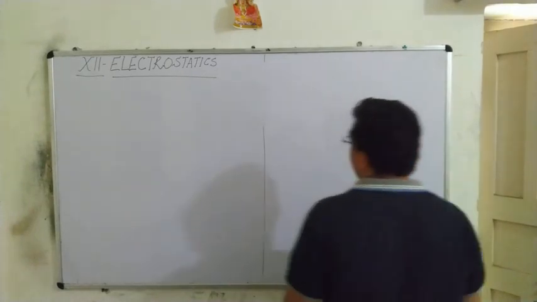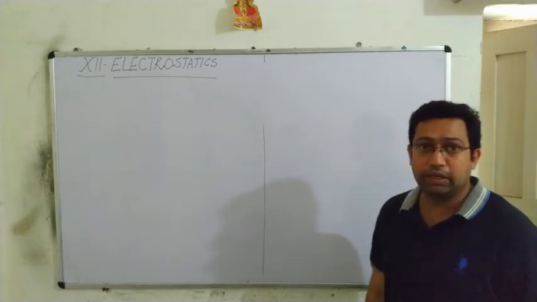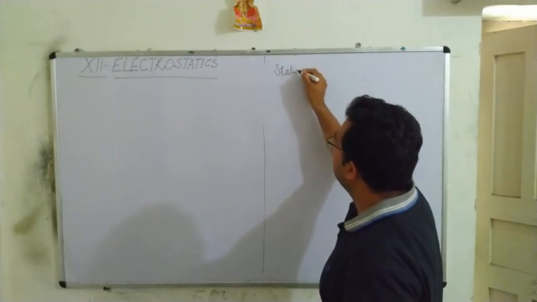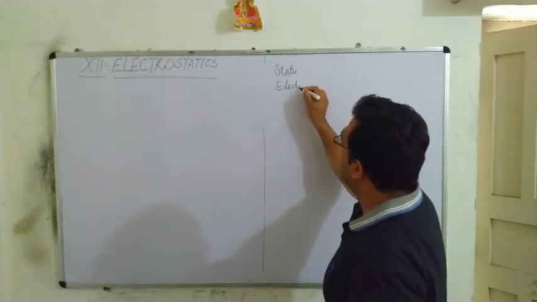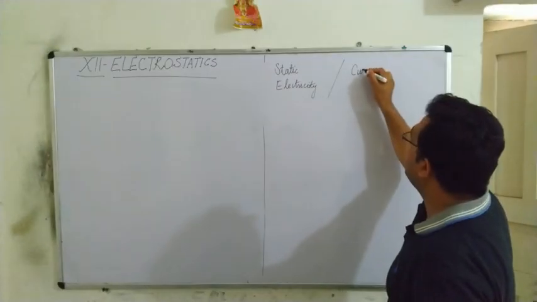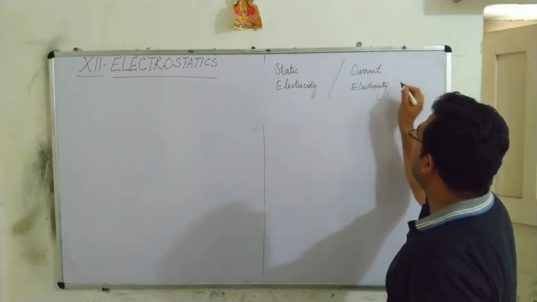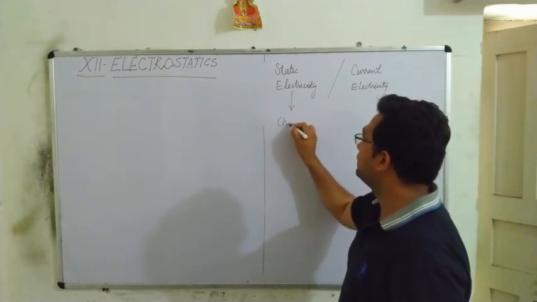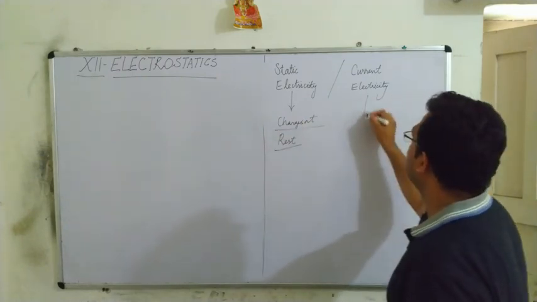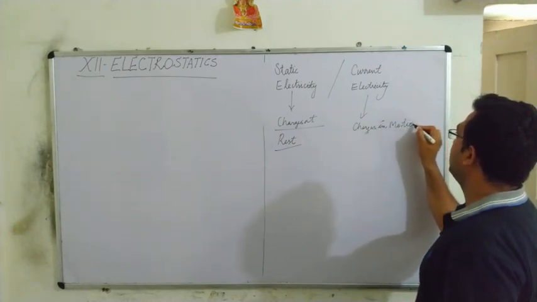In my last video, I told you the difference between static electricity and current electricity. I told you static electricity means charges at rest, and current electricity means charges in motion.